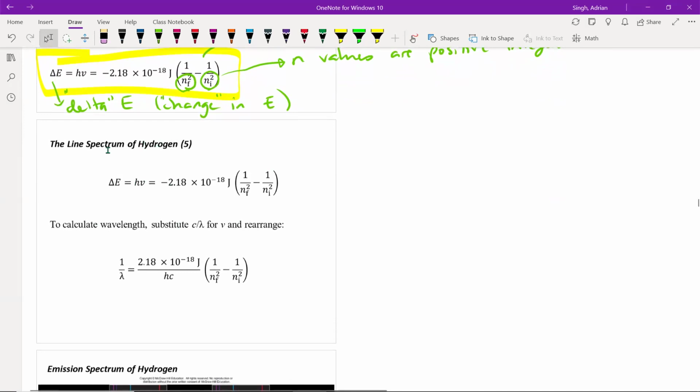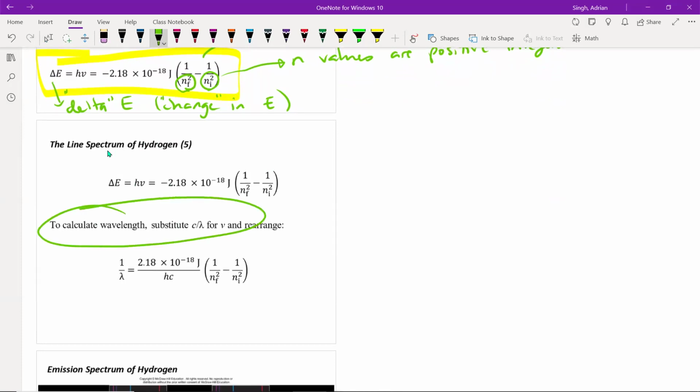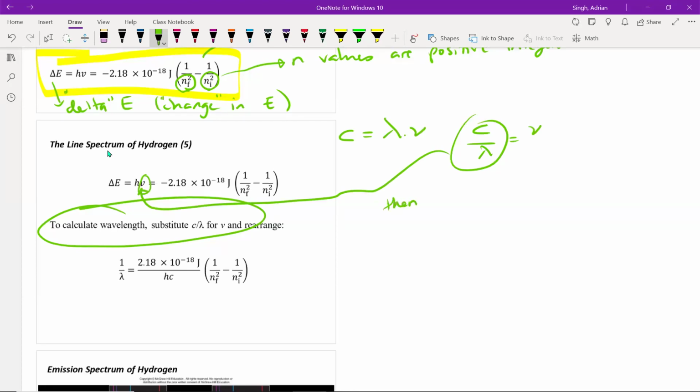What we can also do is we can now relate that to the wavelength of the light. Okay, so for example, we know that speed of light is equal to the wavelength times the frequency. Okay, we have our frequency here. So if we substitute c over lambda for nu into this equation, and we solve it for lambda, we find that we can relate the wavelength of the light that's emitted or absorbed to this whole thing here on the right side.